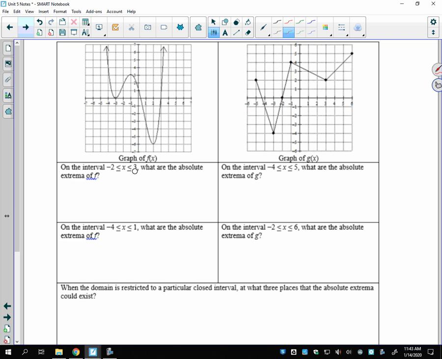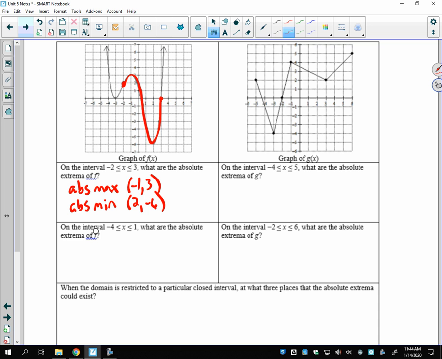So from -2 to 3. So only from here to here, right? I'm going to actually change it to this. -2 to 3. So only this part of the graph, what would be the absolute extrema? So the absolute max on this interval here, what is the biggest value? It's right here at this relative max, right? It's at -1, 3. And the absolute min is at the lowest point here, which is 2, -6.